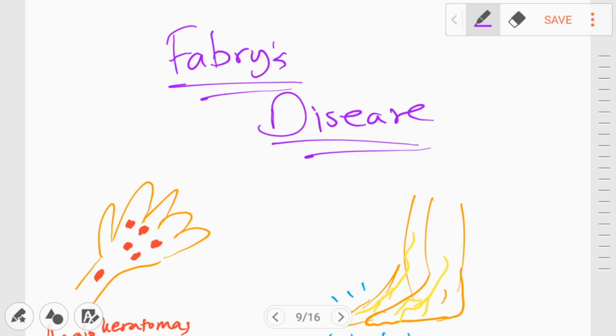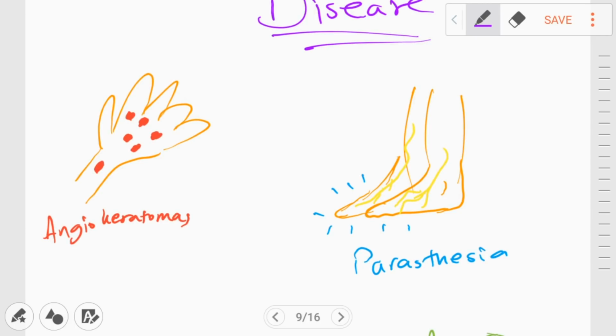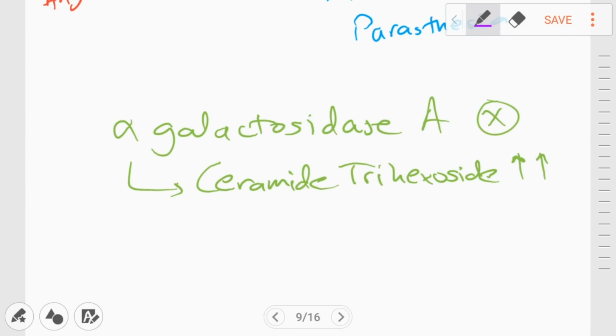So Fabry's disease. In Fabry's disease, you can have some tumor-like masses called angiokeratomas on your skin. You can even have paresthesia of the peripheral limbs. And the enzyme that is deficient is called alpha-galactosidase A. And this results in ceramide trihexoside accumulation in your tissue, just as we discussed with our diagram.